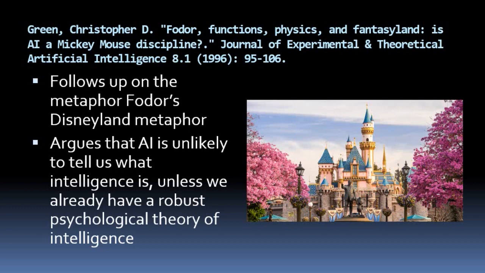Why is that? What's up with that? So Green argues that AI is unlikely to tell us what intelligence is unless we already have a robust psychological theory of intelligence. So basically he's going to agree with Fodor in his conclusion, but offer us some different reasons, some different perspectives on why.